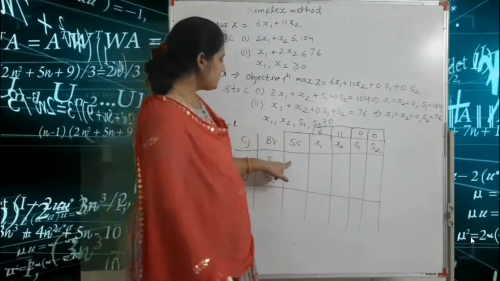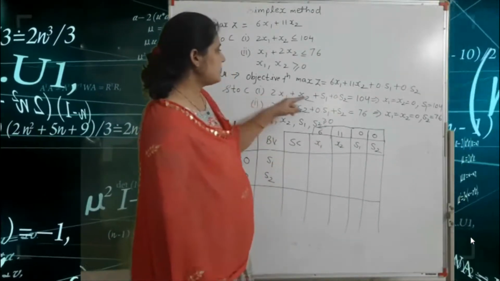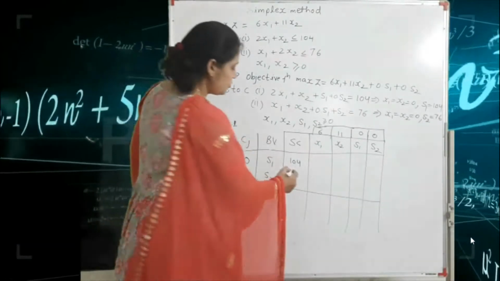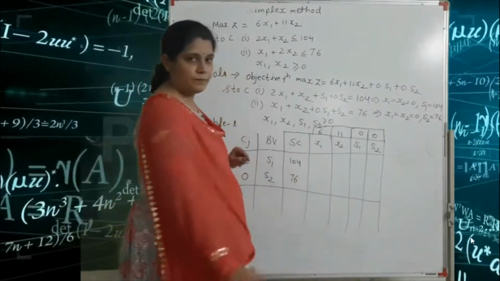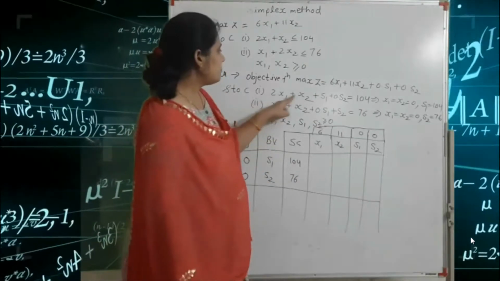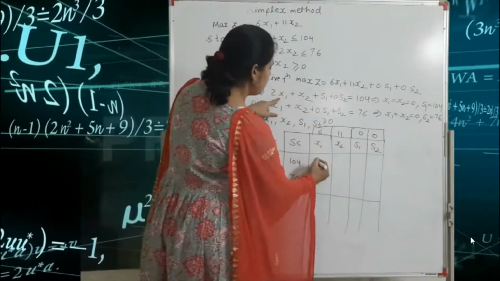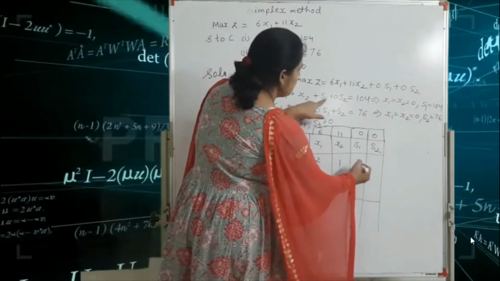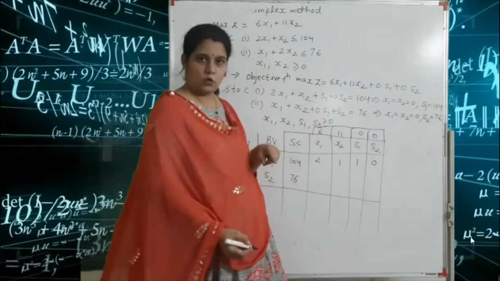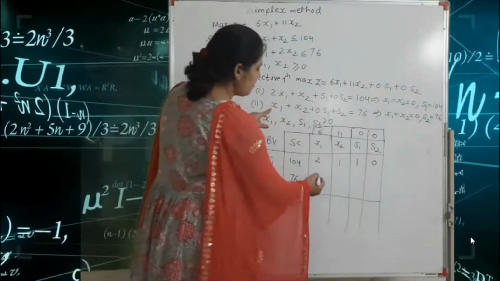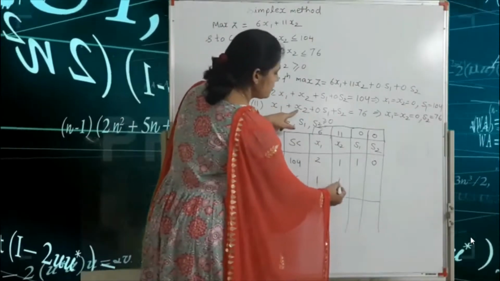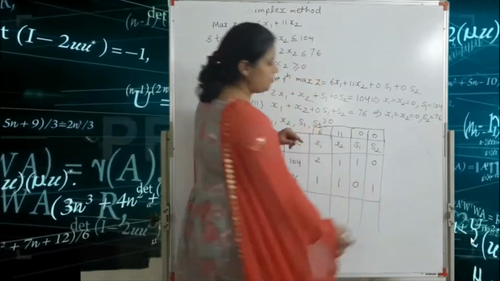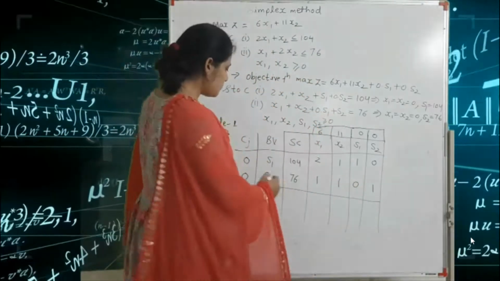Here we write the first equation. The solution constant of the first equation is 104 and the second is 76. For the first equation, the coefficient of x1 is 2, coefficient of x2 is 1, s1 is 1 and s2 is 0. Next, the coefficient of x1 is 1, coefficient of x2 is 2, coefficient of s1 is 0 and coefficient of s2 is 1.